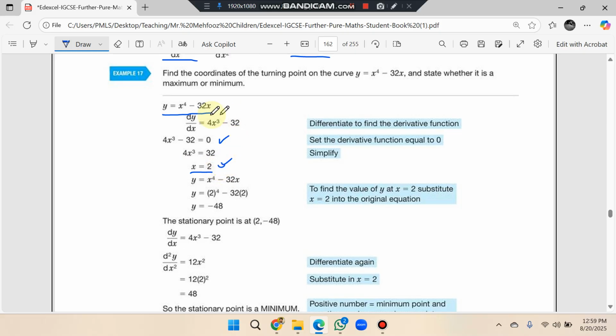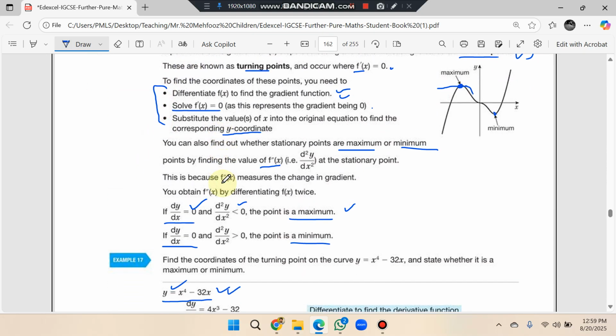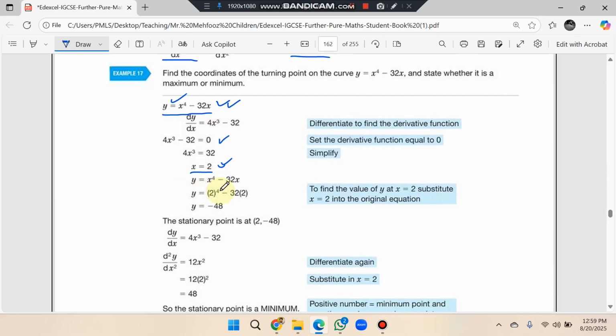After that, we have the parent equation, that is y equals x raised to the power 4 minus 32x. So we put the value of x into this parent equation according to the previous method given in these dots. So you can see that y equals 2 raised to the power 4 minus 32 times 2.